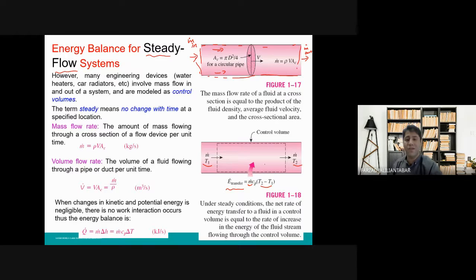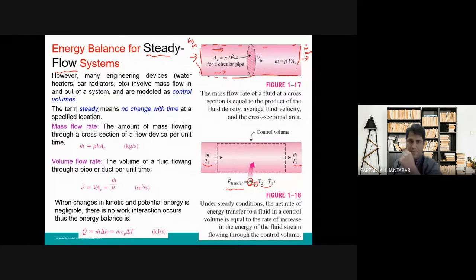Why Cp? Because here the volume is changing constantly, but P remains constant during this process because we have a steady flow process. And m dot is the mass flow rate. We need to know this information to calculate the E dot, or the energy transfer rate, from this system.